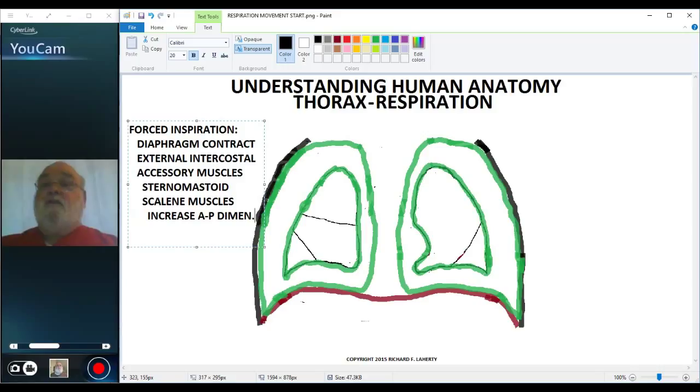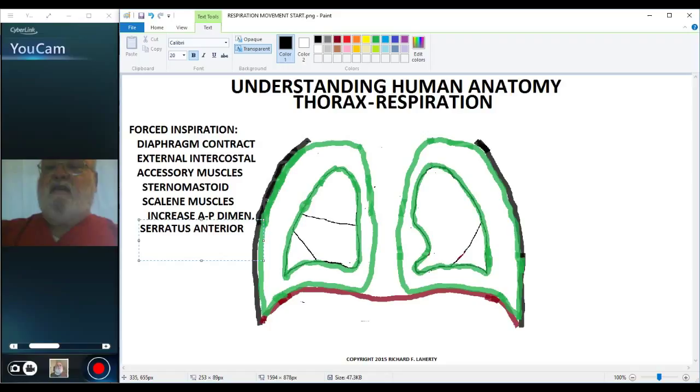The anterior-posterior dimensions expand the chest even more. We'll also use serratus anterior. Serratus anterior takes origin from ribs. And if we hold the scapula in place, serratus anterior will pull ribs up and out, to further increase the lateral dimensions of the thorax.